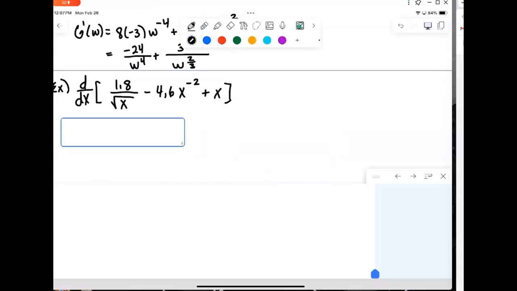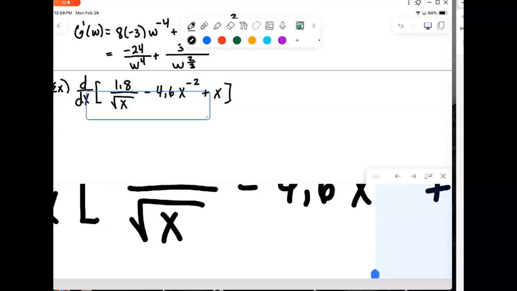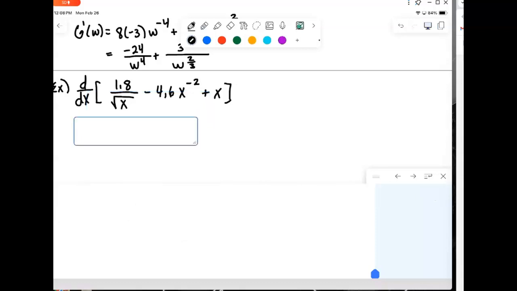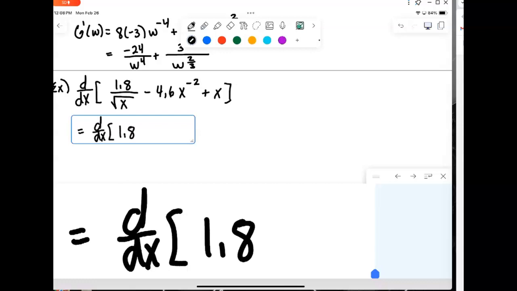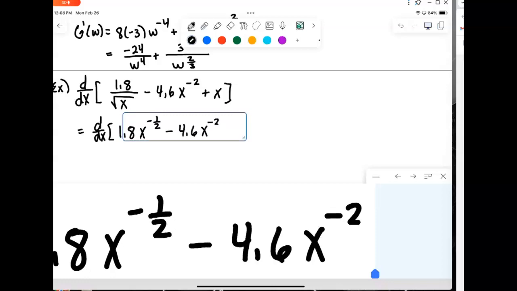Okay. Of course, to do the derivative of this first part, I'm going to need to write that so it's x to a power. So a couple things. Being in the bottom, that square root would be x to the 1/2, but since it's in the bottom, when it pops up top so that it's in the format that we can do the derivative of it, that'll be x to the negative 1/2 power. And then we have minus 4.6 x to the negative second and plus x.